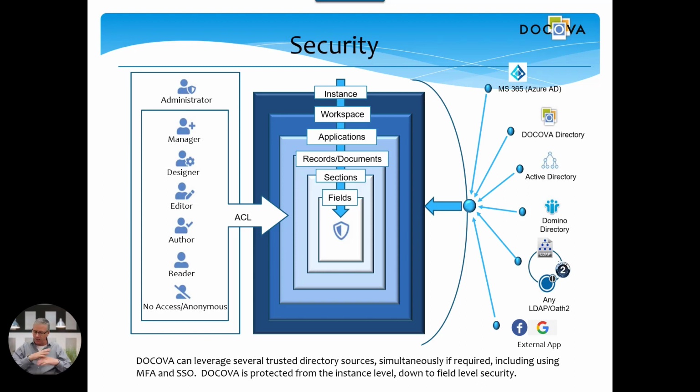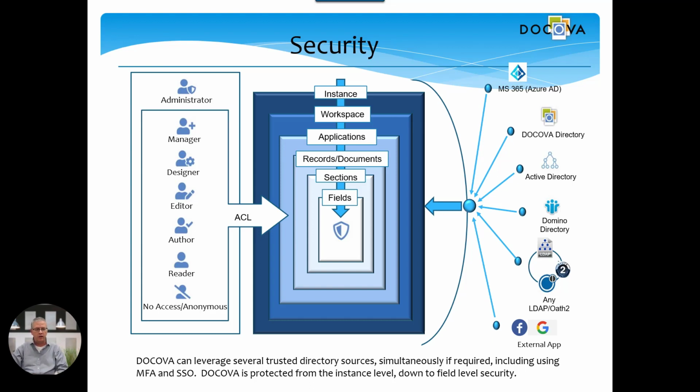Okay, security. Security in DOCOVA is very detailed. For an instance, so the big rectangle in the middle, the instance is an instance of DOCOVA running on a server. And then Workspace. So the Workspace is the interface you interact with applications and widgets in DOCOVA. And then on your Workspace, you have applications. In your applications, you have records and documents. On your documents, you could have sections and fields, right? And so there's security across all of those things. Sections of documents, specific fields and documents, in the applications themselves, and so on. So there's all kinds of security at every level. On the left-hand side, you can see that we have security levels from no access and anonymous access to readers, authors, editors, designers, managers, and administrators. And so check out the video below for more information about that.